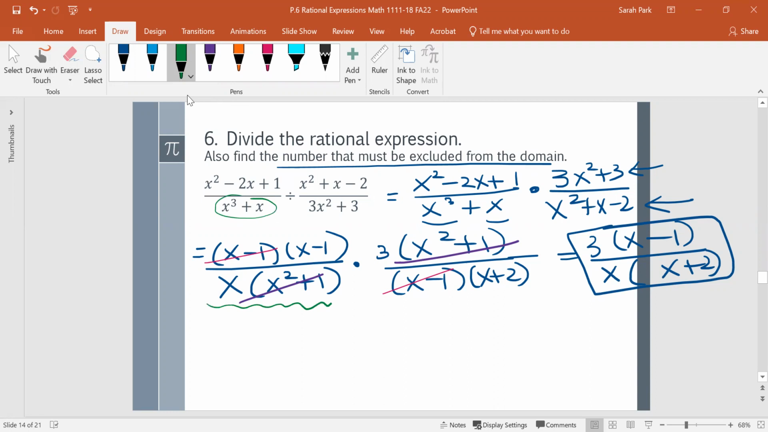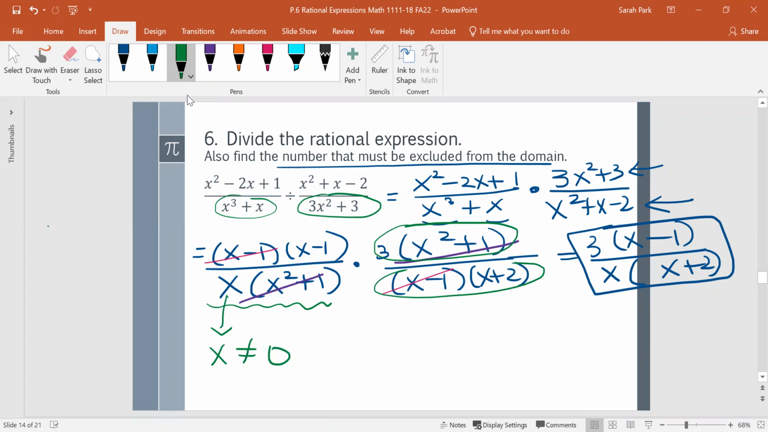We also have to make sure we exclude everything from the 3x squared plus 3, which, if we factored it, is a 3 times x squared plus 1. And because this is also in the denominator, we exclude everything from the x minus 1, x plus 2. So from here, the x and the x squared plus 1, we're going to exclude that 0.